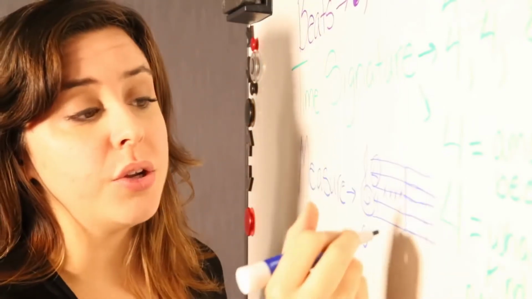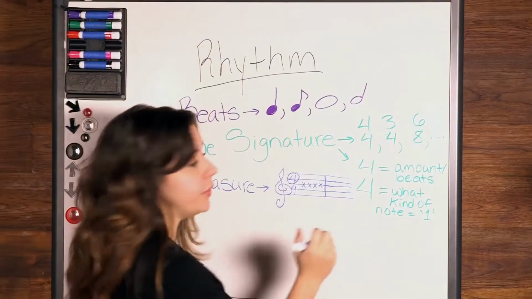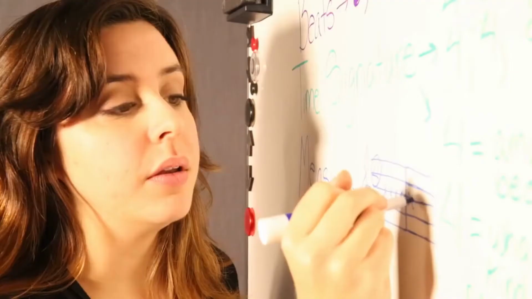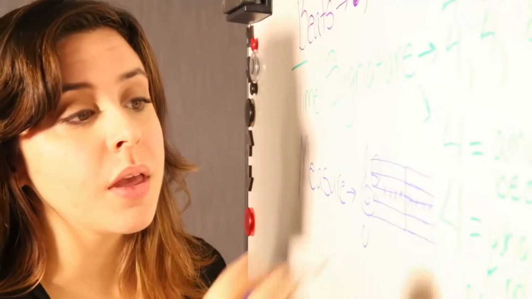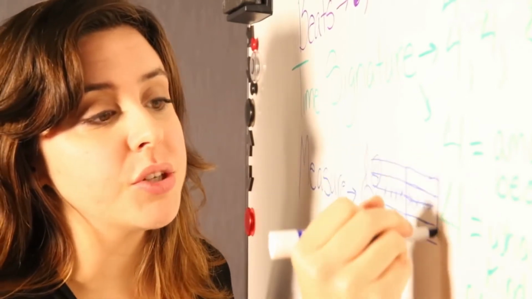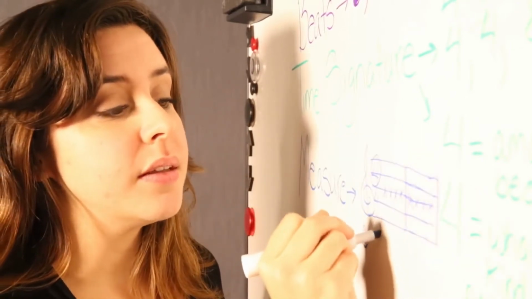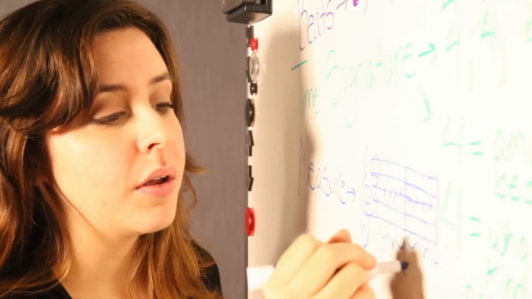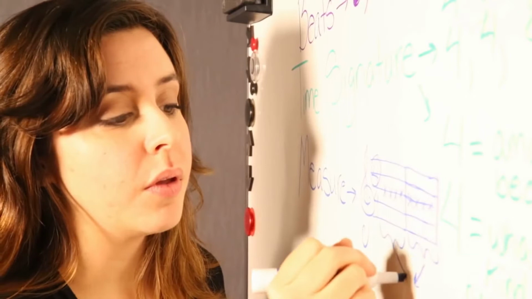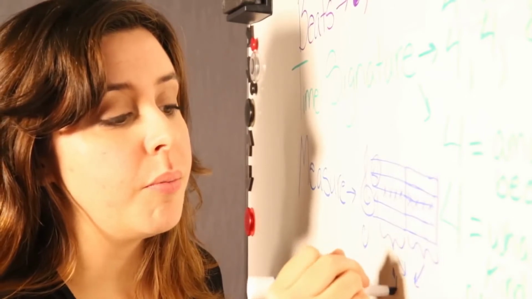So then here you'd be allowed another 4 beats. You'd be allowed 1, 2, 3, 4. And then you have to break the measure off again. So this here and this here are both measures.